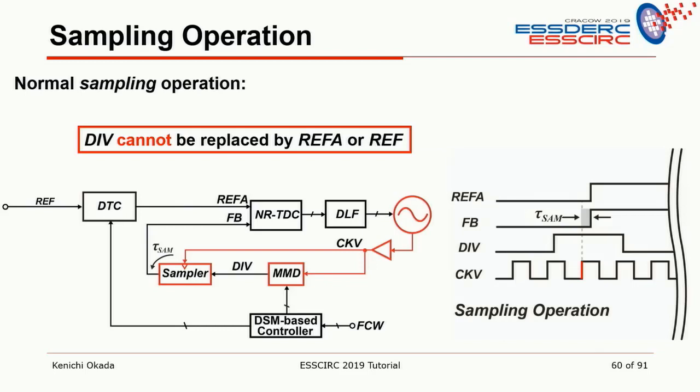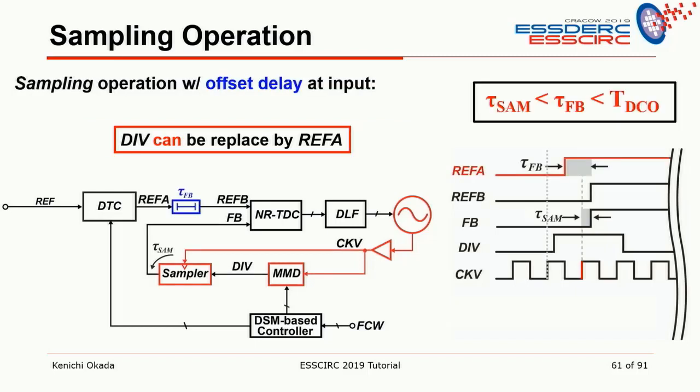Okay, as I explained, let me look at the circuit operation. Basically, we need some input signal for this narrow range TDC. This narrow range TDC is usually implemented as a 3-bit or 4-bit or something. In that case, the large disturbance cannot be detected by this narrow range TDC. So something is required here. But to make some feedback signal here without the MMD, this feedback signal cannot be directly generated.